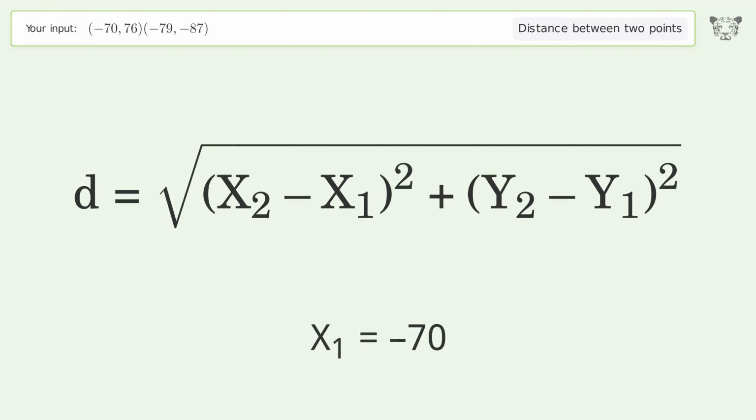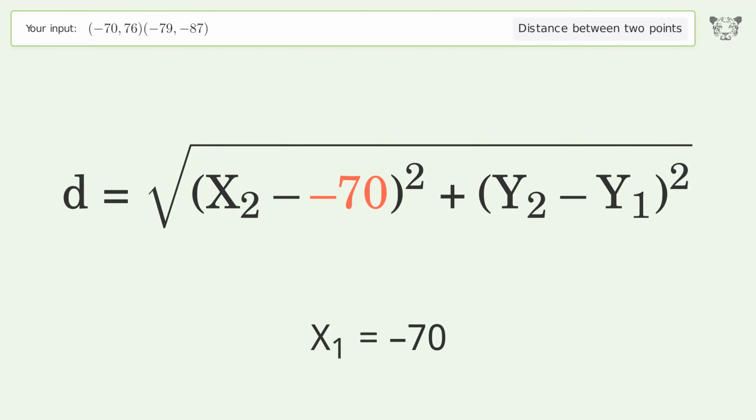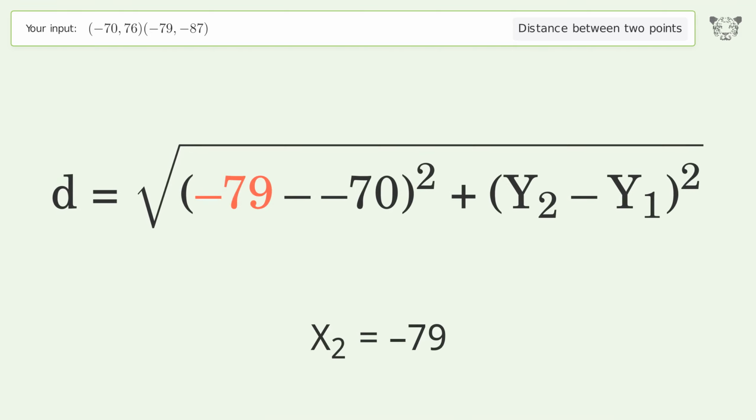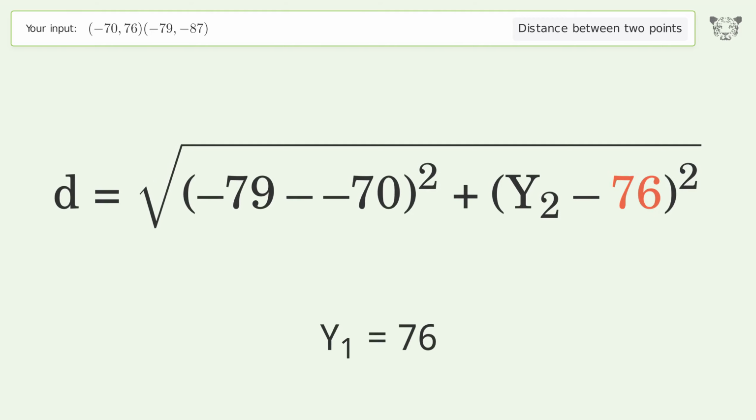x1 equals -70. x2 equals -79. y1 equals 76. y2 equals -87.